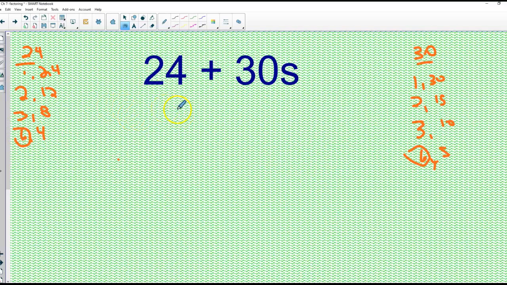Okay, so I'm going to make my parentheses, and I've decided that 6 is the largest one. So if I put 6 on the outside, 24 divided by 6 is 4. And 30s, a positive, divided by 6 is going to give me 5. And don't forget your s. Bring the s along with you. And if I look at 4 and 5, nothing else goes into them. So we have factored out the largest number possible.